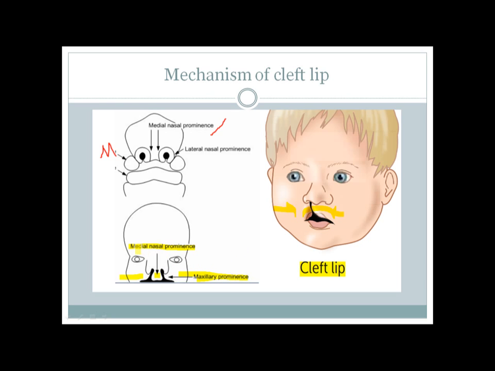And the medial nasal prominence is also known as intermaxillary segment. So also remember that. So here this baby actually failed to fuse his intermaxillary segment with the right maxillary prominence, leading to a right-sided cleft lip. Cleft lip lesions are commonly associated with the cleft palate lesions.